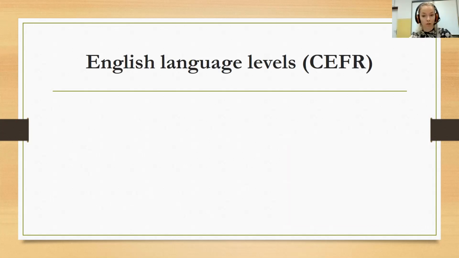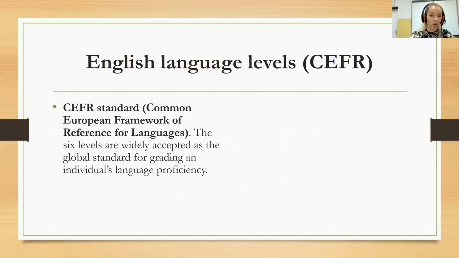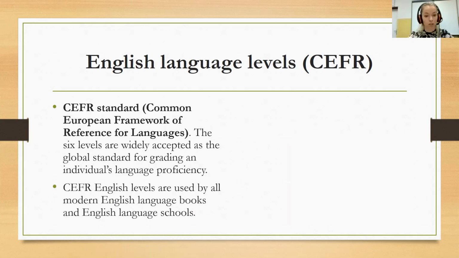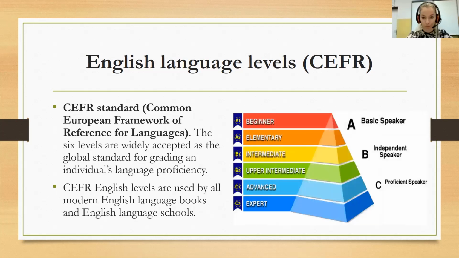Okay, so back to the order of difficulty of English language, which is the English language levels. It is the CEFR, the Common European Framework of Reference for Languages. These are the 6 levels that are widely accepted as the global standard for grading an individual's language proficiency. CEFR English levels are used by all modern English language books and English language schools. These are the 6 levels. It is from A1 to C2.